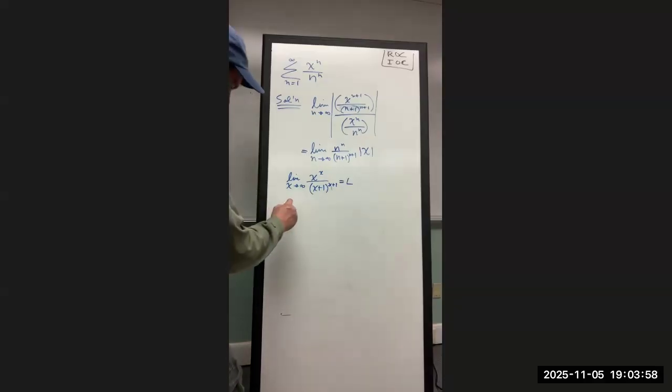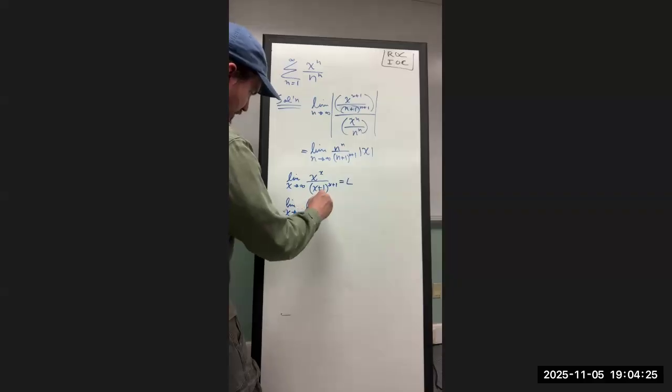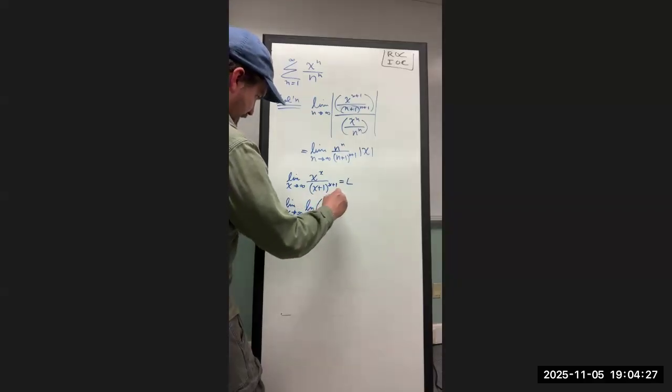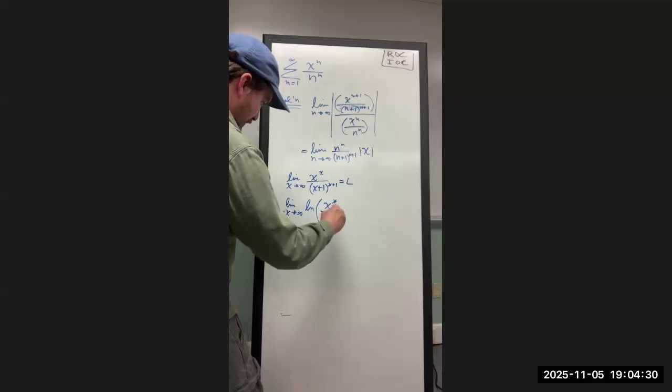All right. And we did the whole thing that we usually do with these guys, which is say that's L, then we did the natural log trick. And in order to do that trick, we can take the natural log of the whole thing. And we'll get natural log of x to the x over x plus 1 to the x plus 1.